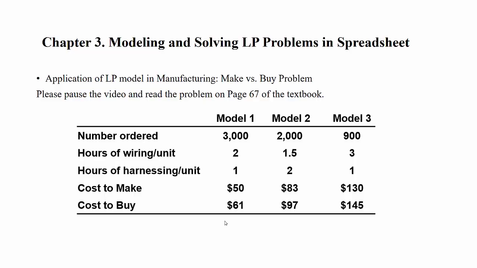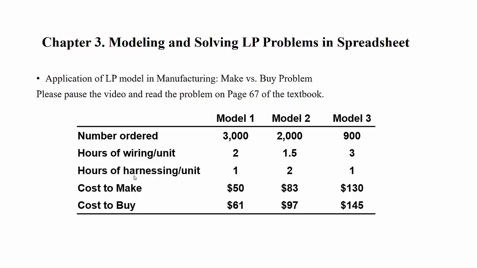The value of the order is $750,000. The company makes 3 products and they have a bunch of orders from each model. They have 3 models, and the number of the orders from the first model is 3,000. From the second model is 2,000, and from the third model they have 900 orders. And each of these models requires working hours. The first model needs 2 hours, the second one 1.5 hours, and the third model needs 3 hours.